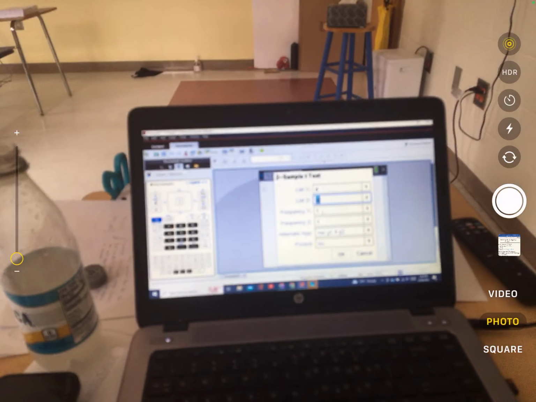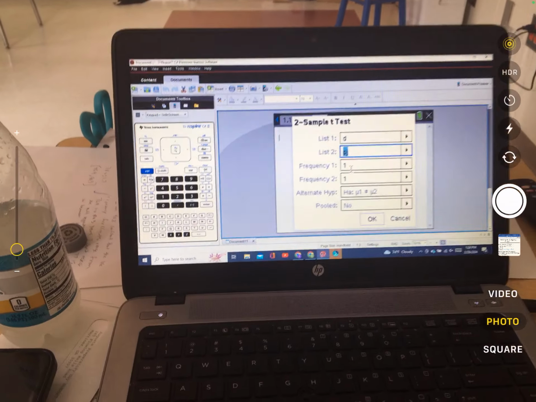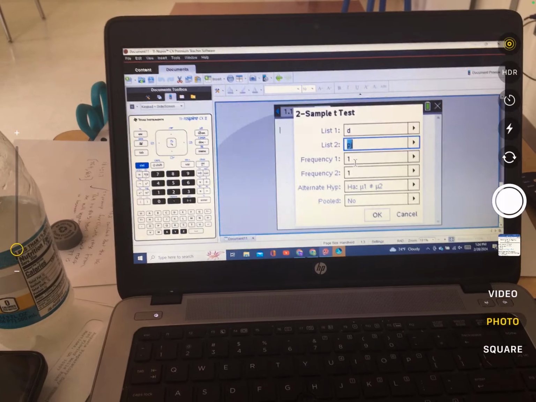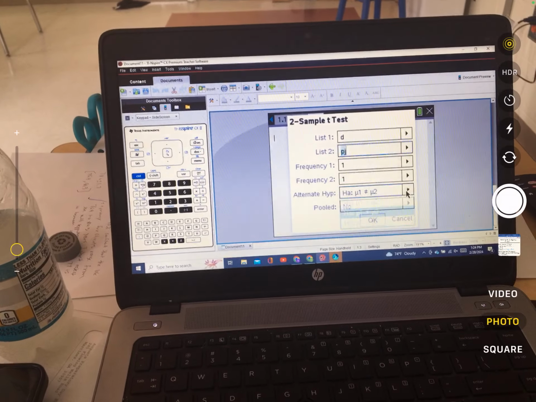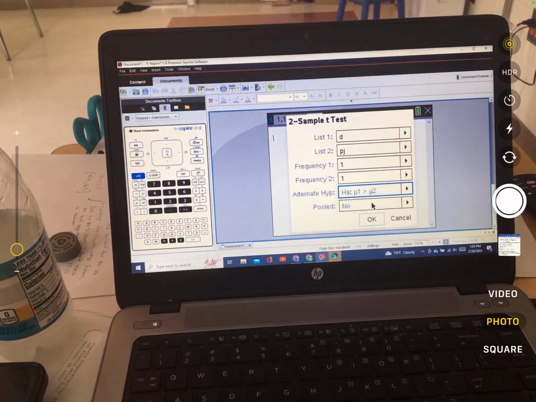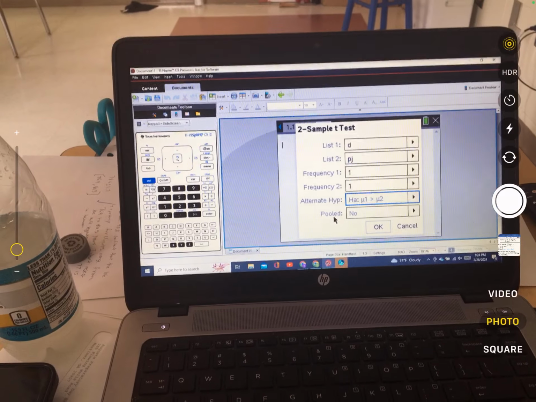Oh, I'm so sorry for this. Don't know why that just happened. Leave that at 1 and 1. And then we need to change the alternative to the greater than. Now you see down here it says pooled. Just always keep that at no.